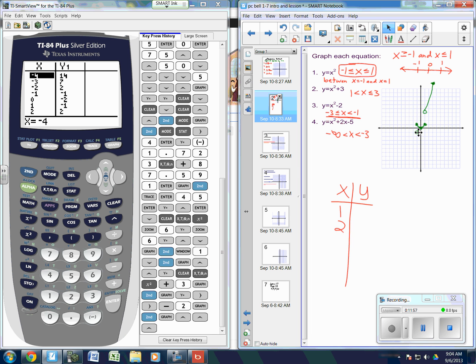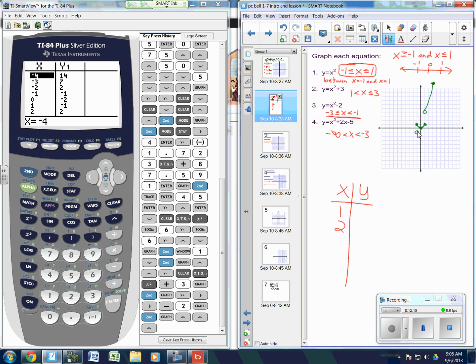Yeah, it says x is less than negative 1. It doesn't say less than or equal to negative 1. So then I find another point over here. My endpoint is negative 3. So I'm going to go to my endpoint, negative 3. When x is negative 3, y is 7, if I'm looking at my table. Negative 3 comma 7.